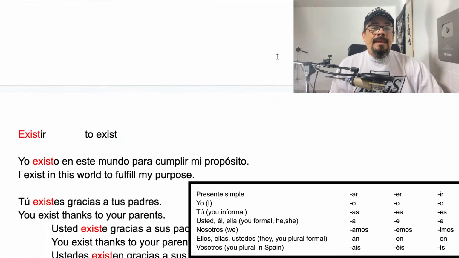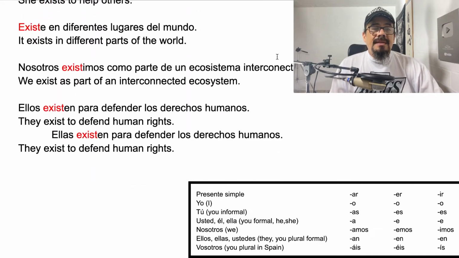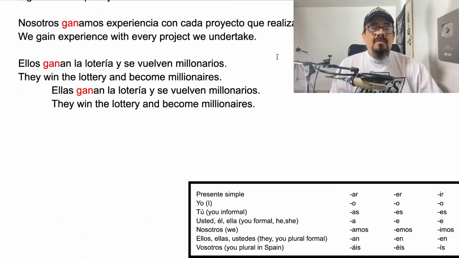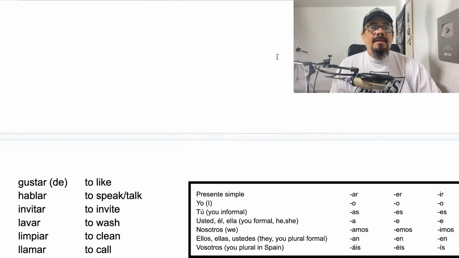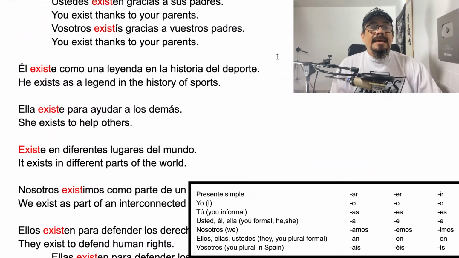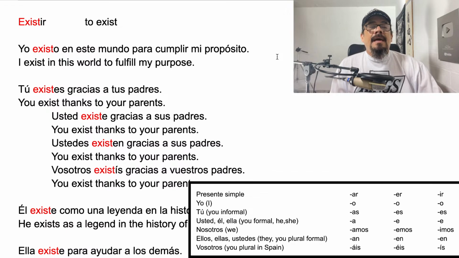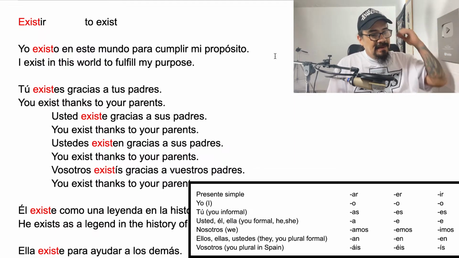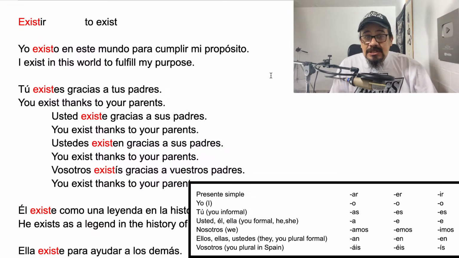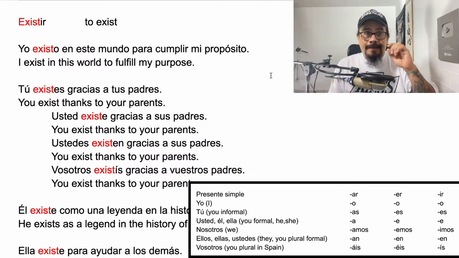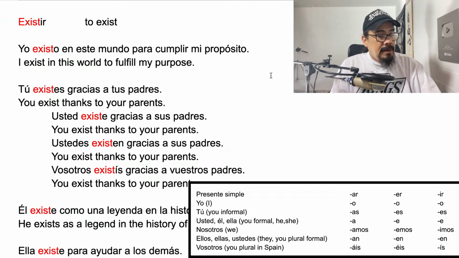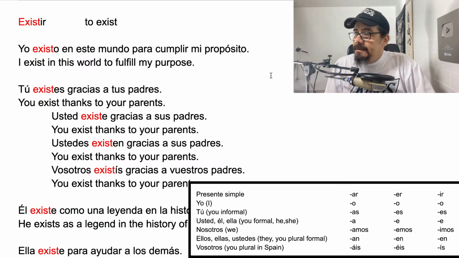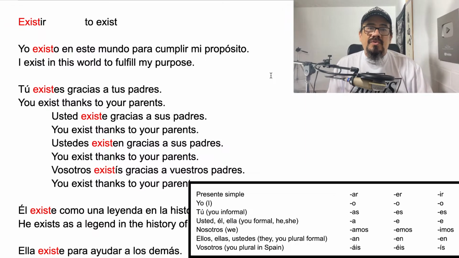Female. And to exist. I think this is the last one. Oh no, we still have 1, 2, wow, 3. We have 3 more. Exist, existir, to exist. Sorry, I'm mixing languages. Yo existo, existir, ending ir. Third column. Yo existo en este mundo para cumplir mi propósito. I exist in this world to fulfill my purpose.